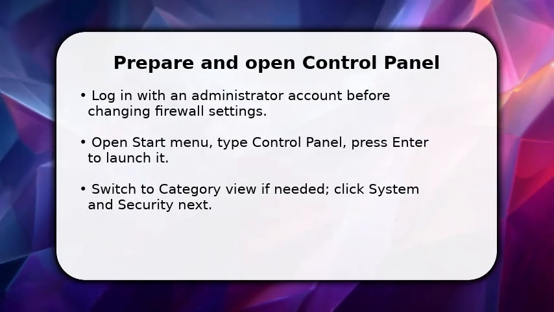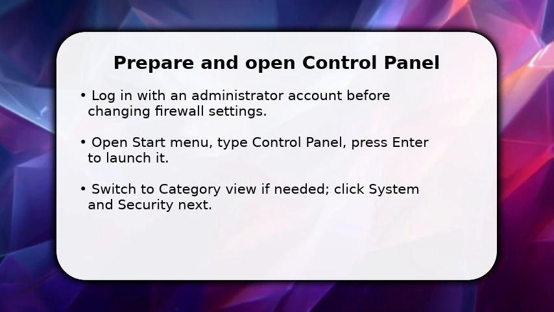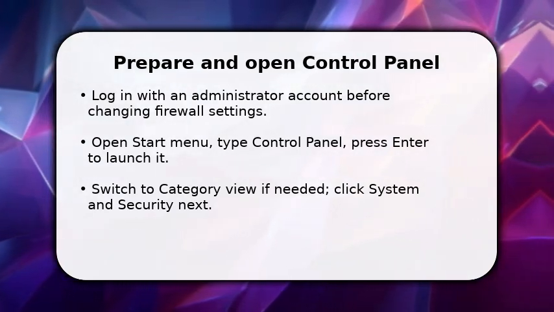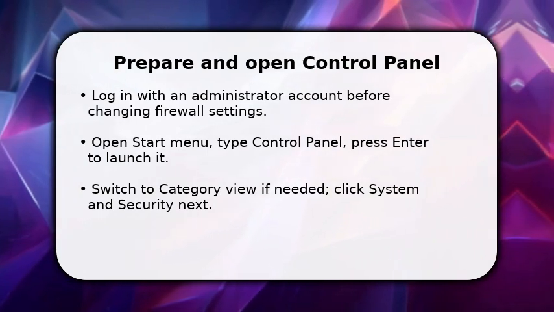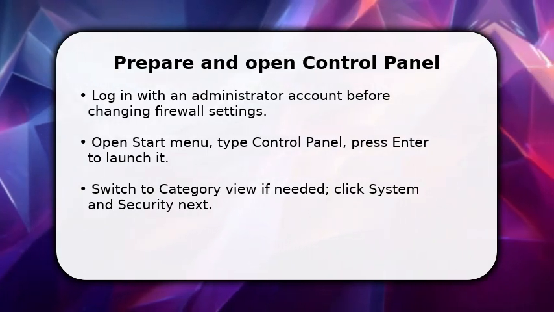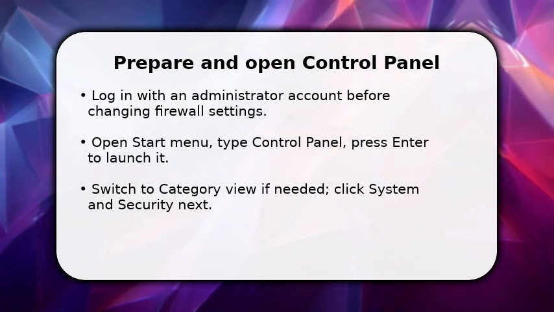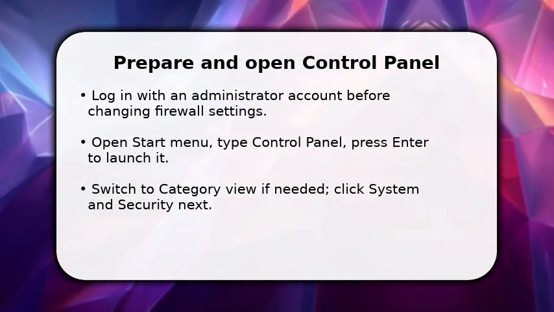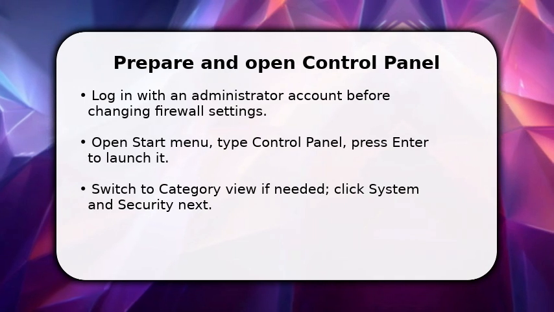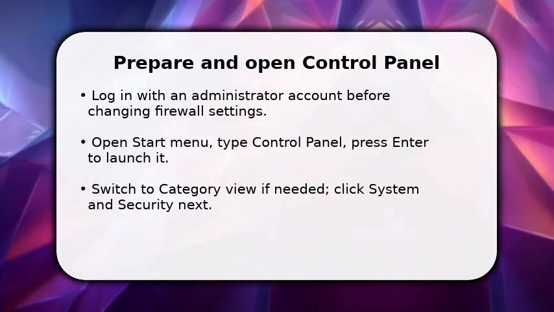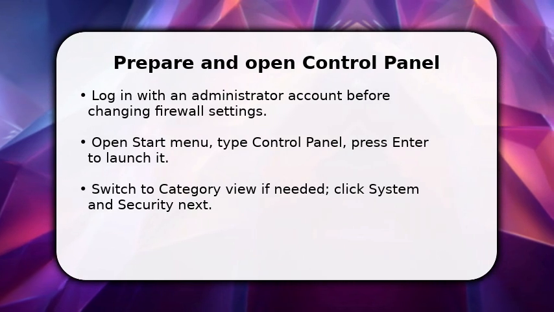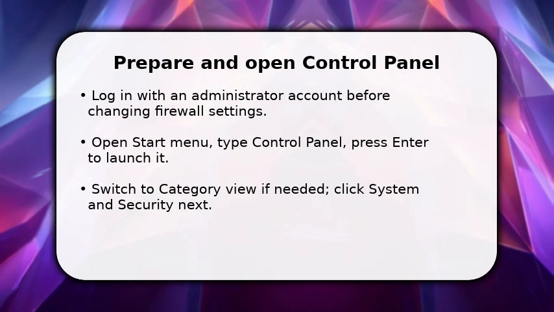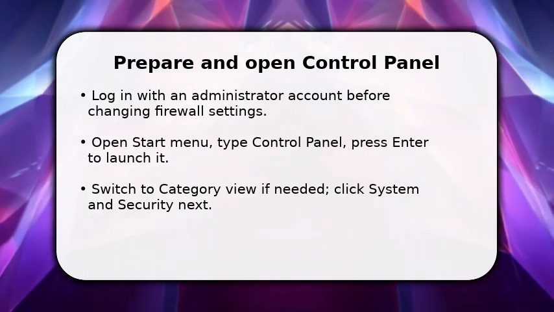You need administrative rights because turning off the firewall alters system security. Once logged in, open the Start menu and type Control Panel, then press Enter to launch it quickly. Make sure Control Panel is in Category View so you can find System and Security without hunting through icons. Click System and Security to proceed. This is the gateway to Windows firewall controls. Doing this first saves time and avoids permission errors when you reach the actual firewall settings.